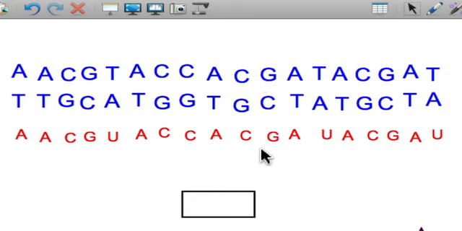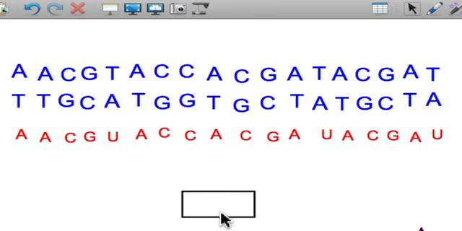So let's take an example. What we have here is a sequence of nucleotides. The blue on top represents a strand of DNA, or gene of DNA. So we just have a randomly put together sequence of DNA. And underneath that here in red we have the mRNA that would be transcribed from that.